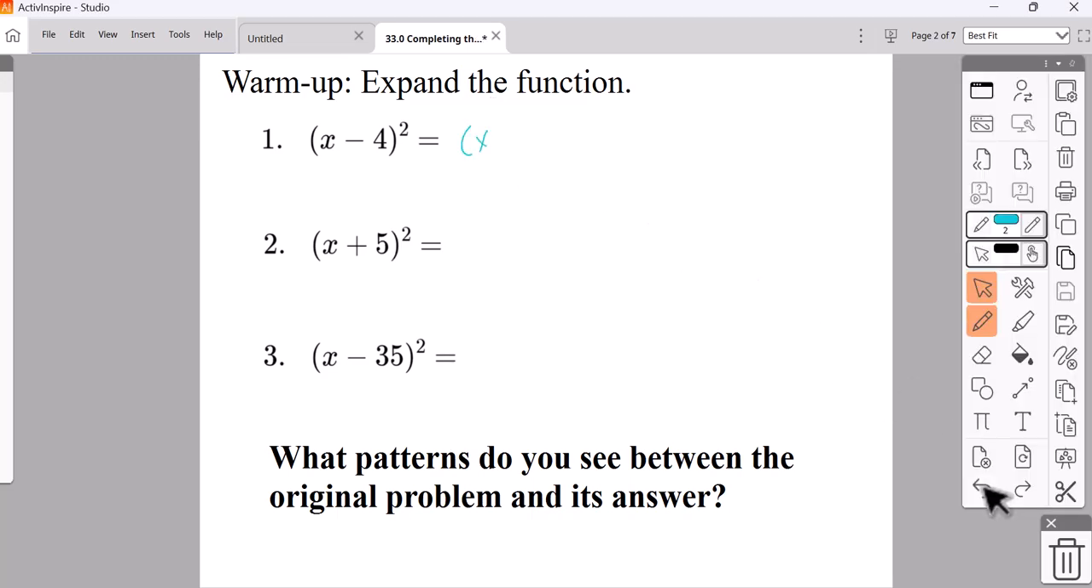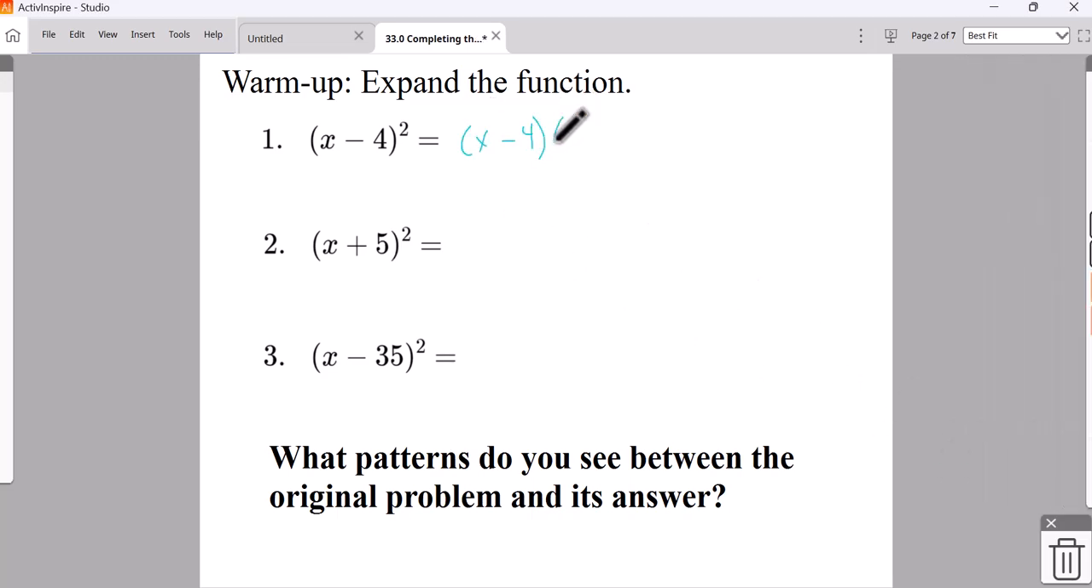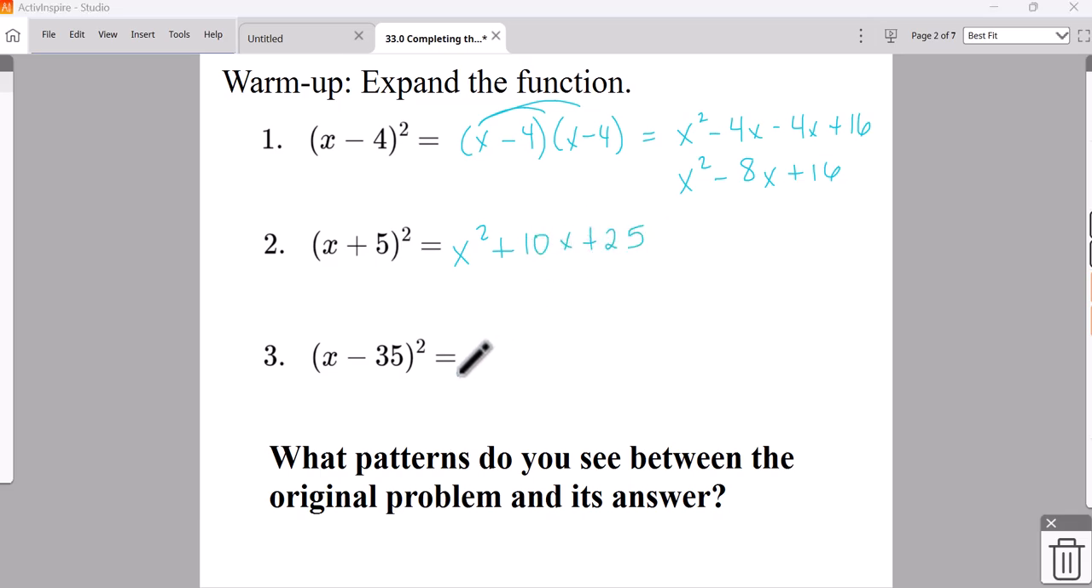And so x minus 4 times x minus 4, you can either use the box or you can FOIL. So this would be x squared minus 4x plus 16. And when we combine all of our like terms, this would be x squared minus 8x plus 16. When we do this one, it ends up being x squared plus 10x plus 25. Then on number 3, this one would expand to x squared minus 70x plus 1225.